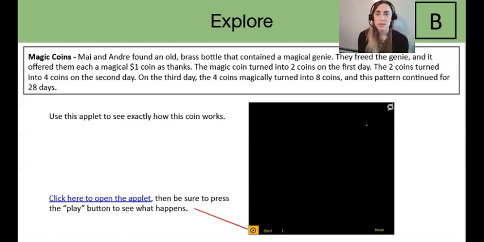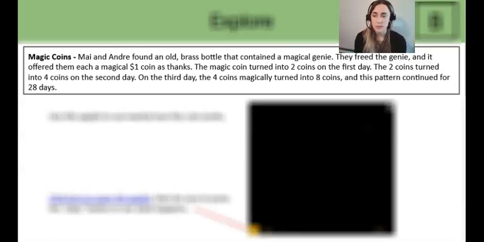So we've talked about how to speak about exponential expressions. Now we're going to see how they relate to a story that we can visualize in our minds. So read along with me for our story about magic coins. It says, Mai and Andre found an old brass bottle that contained a magical genie. They freed the genie, and it offered them each a magical $1 coin as thanks.